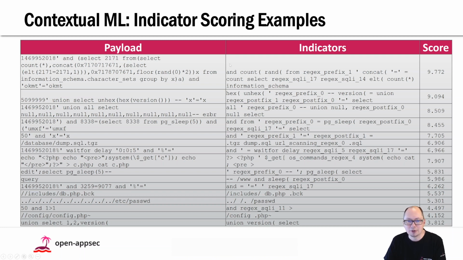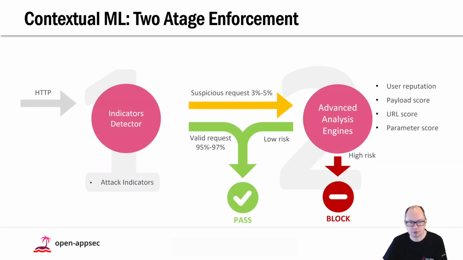I'm obviously not going through this one by one, but just to give you an idea: for example, in this example where someone tries to download a dump SQL TGZ archive from a system, hoping to gain interesting information, in stage 1 we would identify .tgz as an indicator with a certain score, and dump SQL as an indicator with a certain score, and much more. In the end, we get to a score of 6.9, which means it's pretty likely that this could be an attack. But we are not stopping there, we hand it over to stage 2.